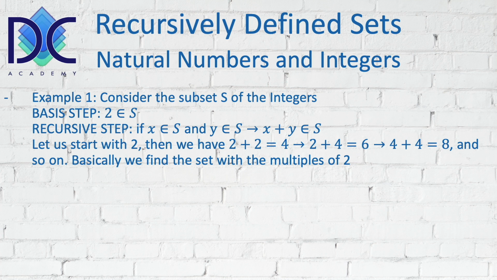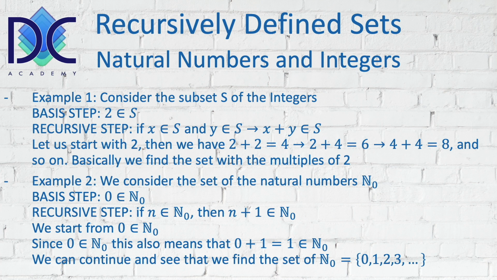Now, when we have 2, X is 2 and the only other element is also 2. So we can say 2 plus 2 is equal to 4, which is an element of this subset. We can now add 2 plus 4, because now we also have 4, so we find 6. We can say 4 plus 4 is 8, 6 plus 4 is 10, and so on. What we are creating here is a subset of the natural numbers, or the positive integers, which contains the multiples of 2.